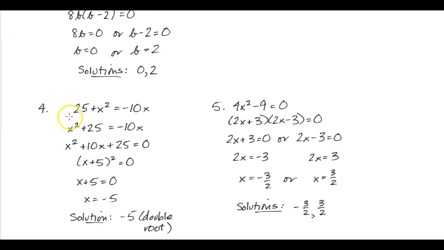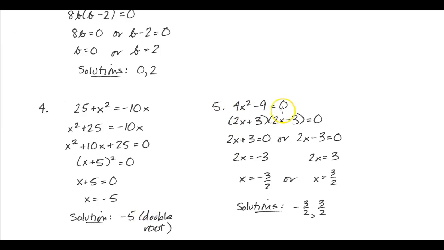And in equation 4, we rewrote to get standard form. So we can write the terms in descending order of x, and then we make sure that we have added 10x to both sides, so we have standard form. And this turns out to be a trinomial square, so this is (x plus 5) squared, and that means that x plus 5 has to be 0. So we get negative 5 as a double root because we have two factors of x plus 5. So we have that double root idea again.